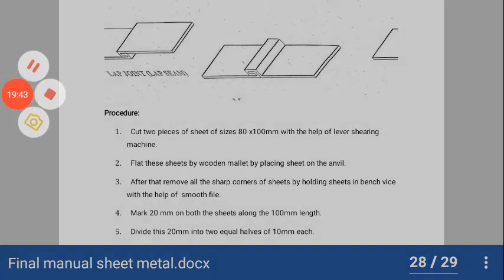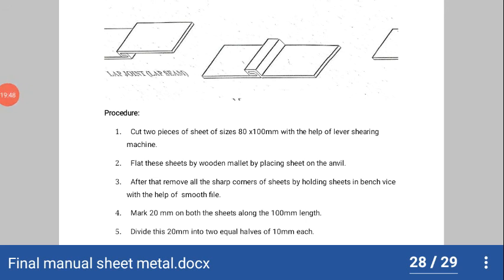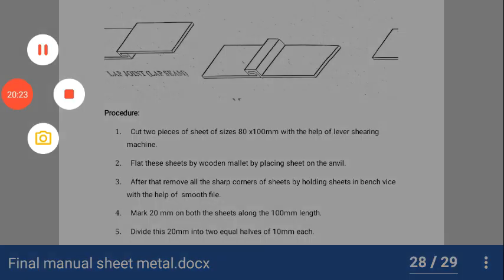Now check all the dimensions of the workpieces. Remove all the sharp corners or burrs with the help of a smooth file to prevent our hands from injury, and also round or bevel the sharp edges of sheets, and check with your teacher. After that our job is completed.